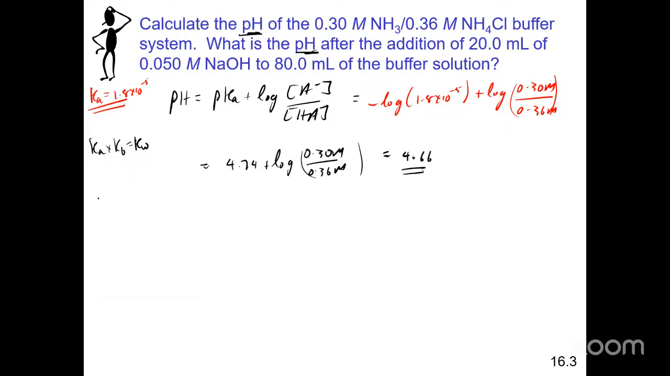So you took Kb, which is 1.8 times 10 to the minus 5. Oh, right, thank you. I was highlighting. Thank you very much. I'm glad you pointed that out. How could I forget?